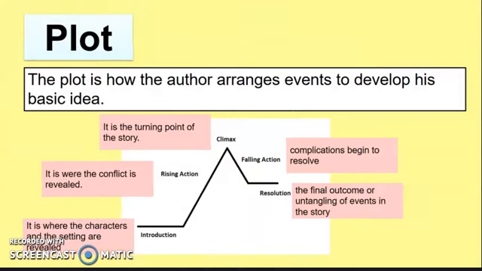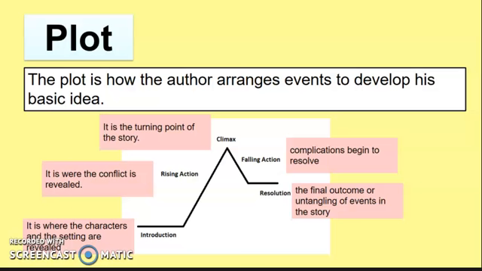Now, the plot is how the author arranges events to develop his basic idea. It is the sequence of events in a story or play. The plot is a planned, logical series of events, having a beginning, middle, and end. A short story usually has one plot, so it can be read in one sitting. But in drama, there are many things happening that still lead to one story. There are five essential parts to the plot.